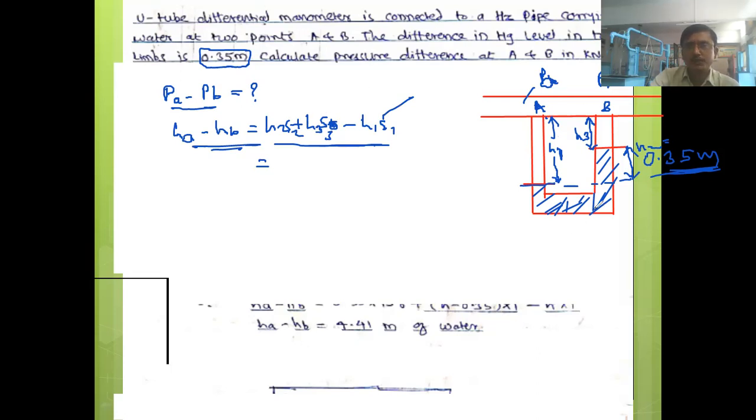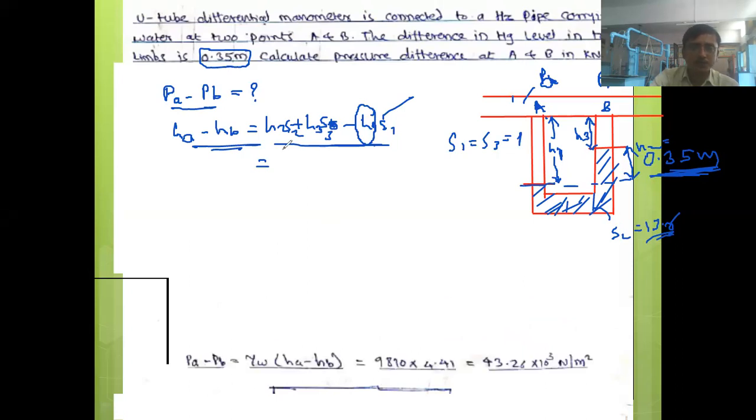Now, as there is mercury here, we can say that the S2 value is 13.6, and water is flowing through the pipe, so S1 and S3 are the same and equal to 1. So we have the values of S1, S2, S3, but we don't have the values of H1 and H3. H2 is known to us. It is 0.35 meter, given as the difference in the mercury. How to solve it?